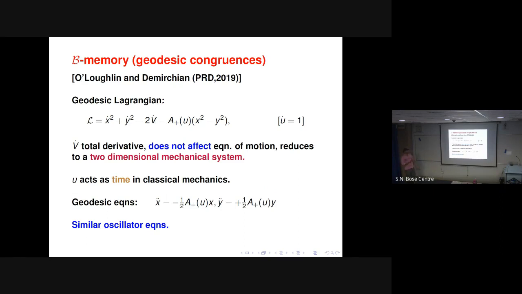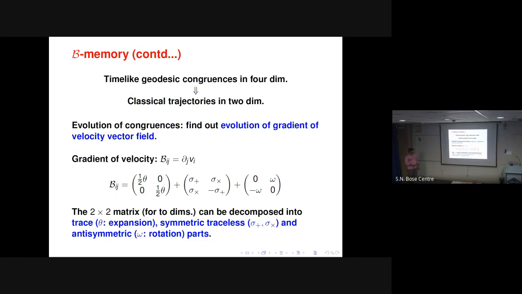So remember our classical mechanics course. You have a geodesic Lagrangian which describes a potential and a kinetic term. So where does this potential term come from? It comes from the gravitational wave because we have this A plus. So now this U here acts sort of as time in classical mechanics. And the geodesic equations are nothing but the Euler-Lagrange equations. So we again get similar oscillator equations. So you started with time-like geodesics in four dimensions, but you need to solve a classical two-dimensional system.